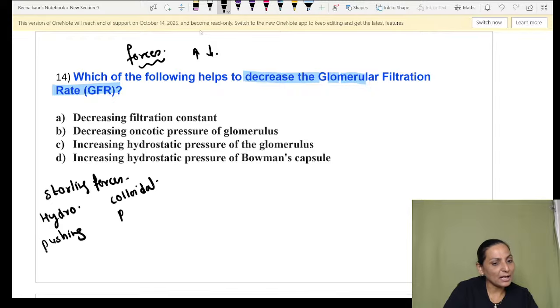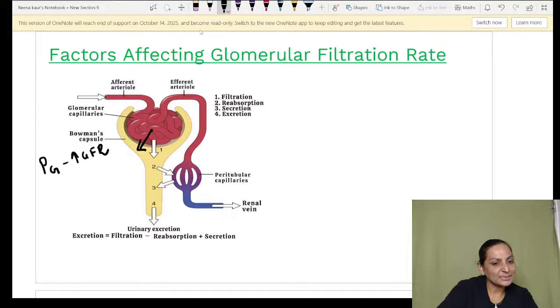Then there is hydrostatic pressure at the Bowman's capsule. So this is again going to push. Therefore, if you increase the hydrostatic pressure of the Bowman's capsule, it will decrease your GFR. Then you have got colloidal osmotic pressure. Colloidal osmotic pressure is because of the proteins which are present. So it is a pulling force. So if you increase the colloidal osmotic pressure in the glomerular capillaries, it will decrease GFR.